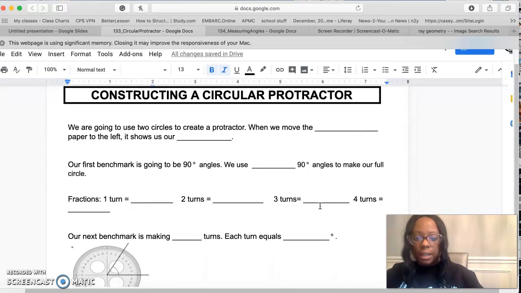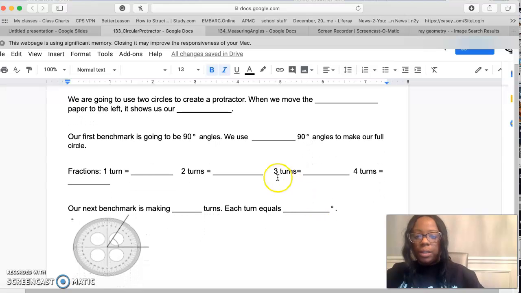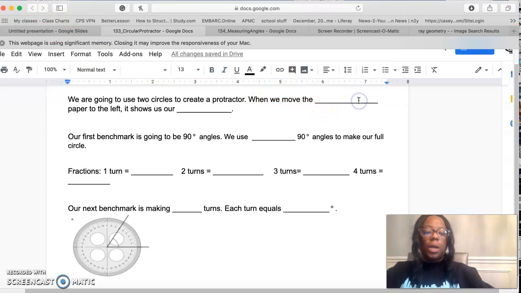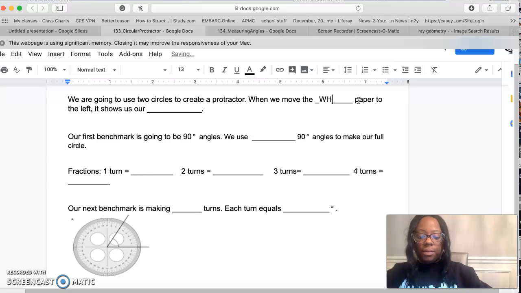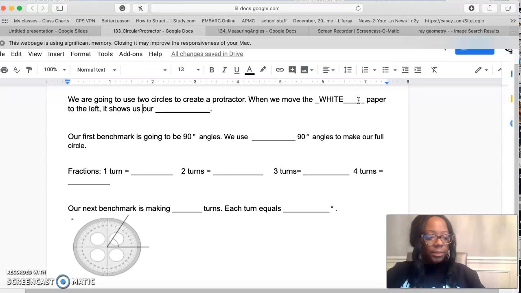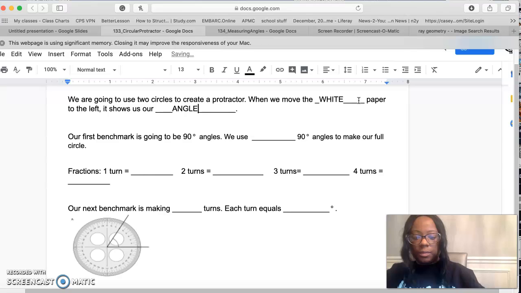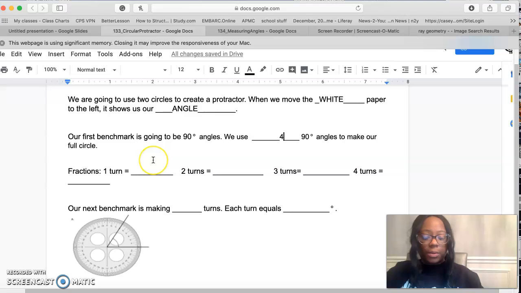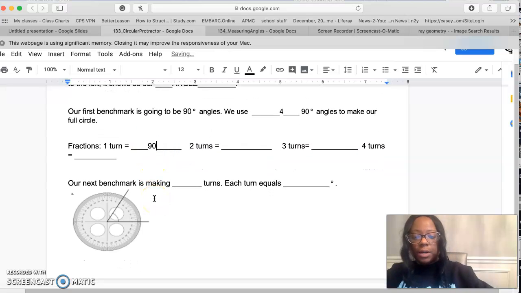Now, when we're constructing a circular protractor, we are going to use 2 circles to create a protractor. When we move the white paper to the left, it shows us our angle. Our first benchmark is going to be 90 degrees. That angle will be a 90-degree angle. We use 4 90-degree angles to make our full circle. So our first turn would be 90 degrees.